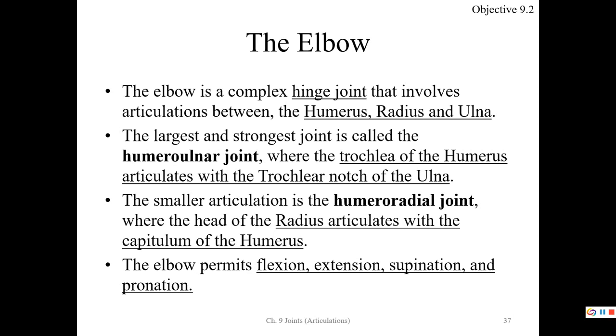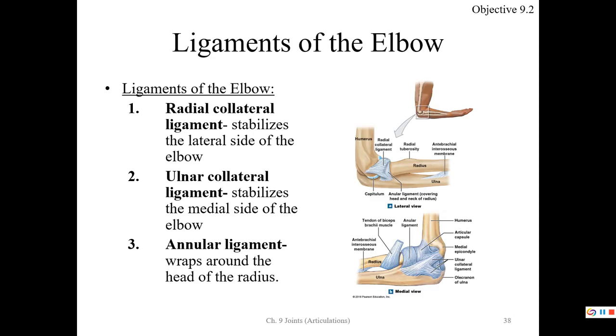Now, what's going to happen is there's a humeral radial joint as well. The head of the radius articulates with the humerus. Elbow does flexion and extension, but also supination and pronation. Okay. Now, there are three ligaments here in the elbow that I want you to know. The radial collateral ligament, radius is on the lateral side, so this stabilizes the lateral side of the elbow. Ulnar collateral ligament, ulna is on the medial side, so it stabilizes the medial side of the elbow.